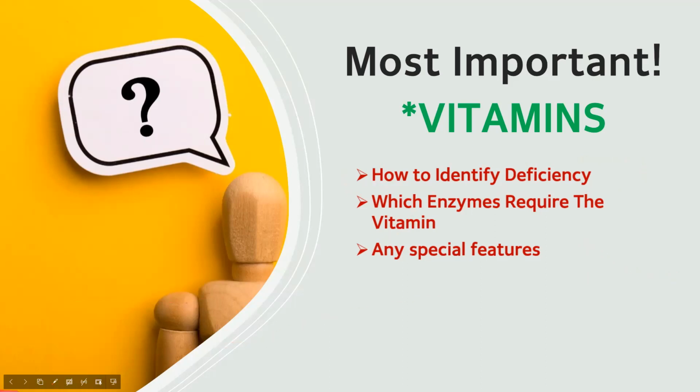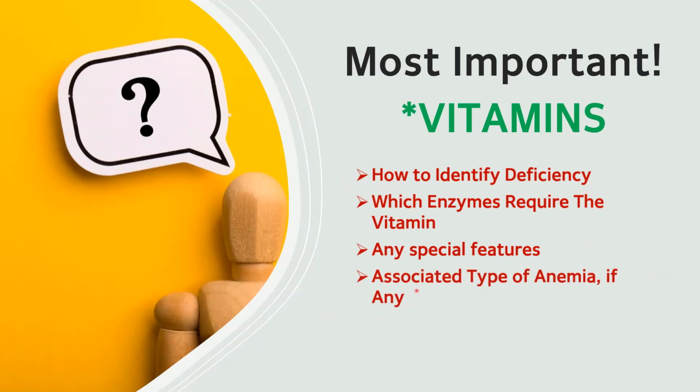Then we have the associated type of anemia for some of the vitamins, which is another important question you should know, particularly for B3, B6, B9, B12, and vitamin C. All of these are associated with different types of anemia, which you should know. Obviously, I mentioned clinical features of deficiency will come as the clinical case, which you have to know in detail. So vitamins is one very, very important topic.